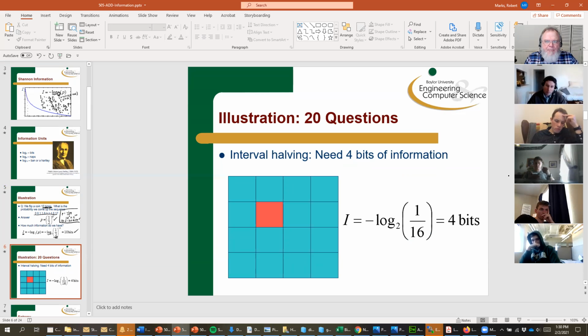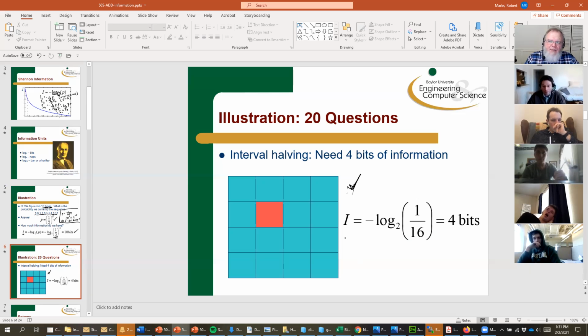The other cool thing is the application of this to 20 questions. If you've ever played the game of 20 questions, you have a chance of querying somebody to identify what they have in mind. And we're going to see that this information applies here. Say, for example, we have 16 squares. And I choose 1 square. And you have to guess what that square is by asking me yes or no questions.